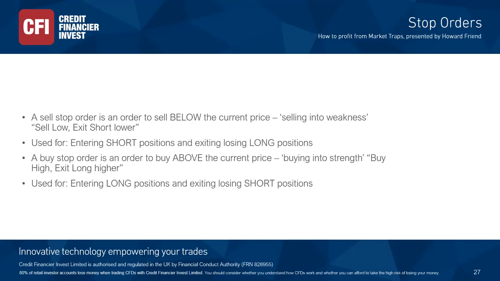A buy stop order is an order to buy above the current market price. So what you're doing is you're buying into strength. Buy high, exit long higher. So why would you want to buy above the market? Well, you'll be using a buy stop to get you in. For example, if we're using a 1-2 buy situation, the 2-bar high, you will not be buying before you get to the 2-bar high. So you'll be placing a stop order to get me into the market if we break above the line.